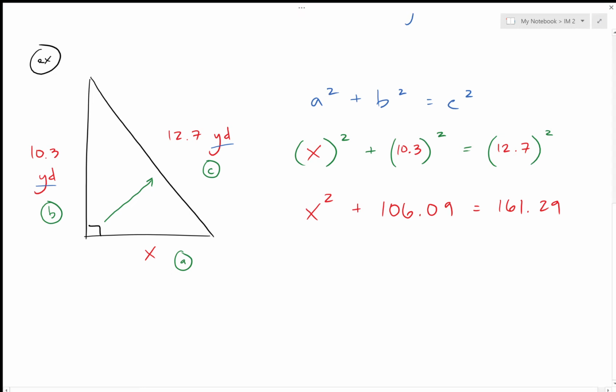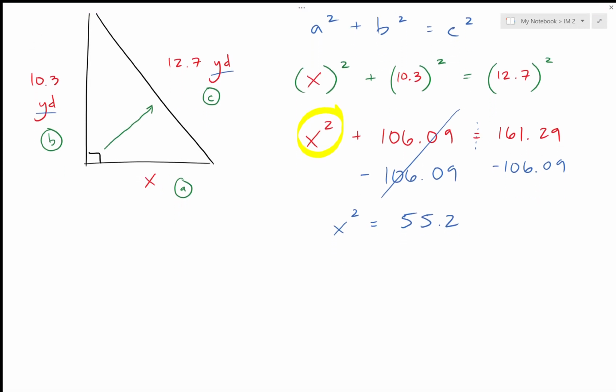Alright, we've got one letter, it's X. We want to get it by itself, we want to isolate it, so we'll move everything else. Minus 106.09, but what I do to one side of the equal sign, I've got to do to the other. So those cancel. X squared equals 161.29 minus 106.09, which gives us 55.2.